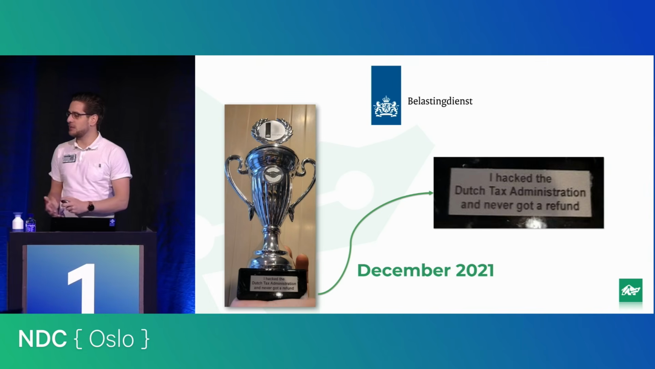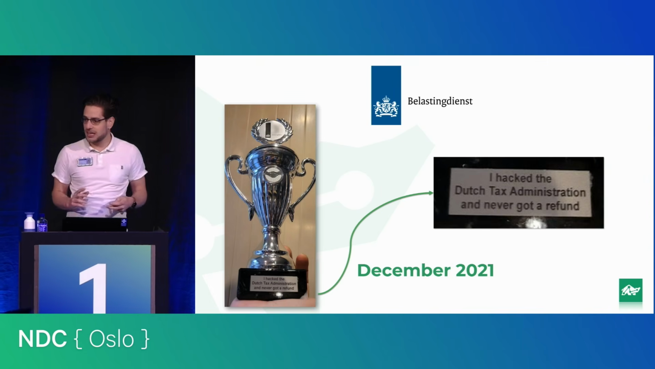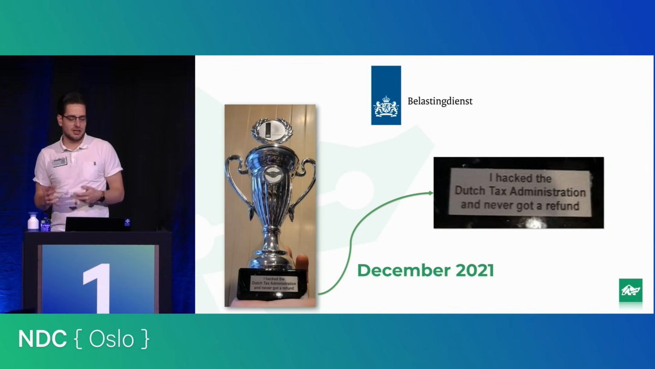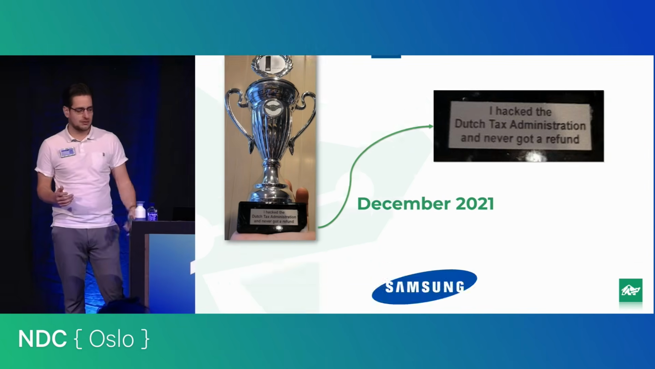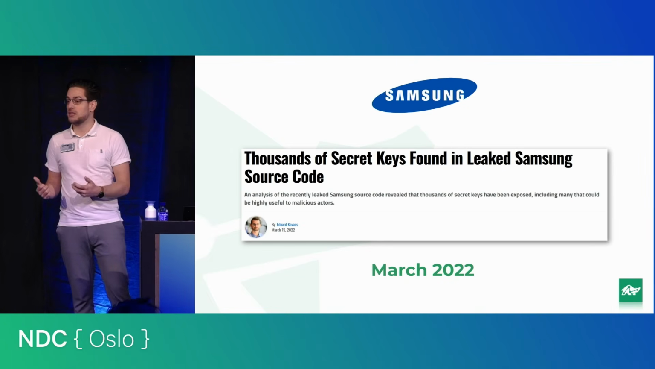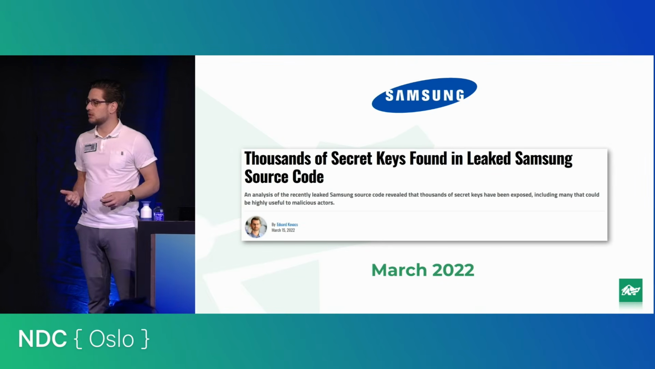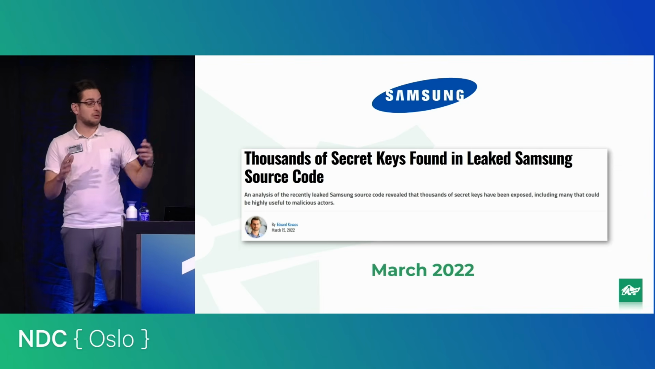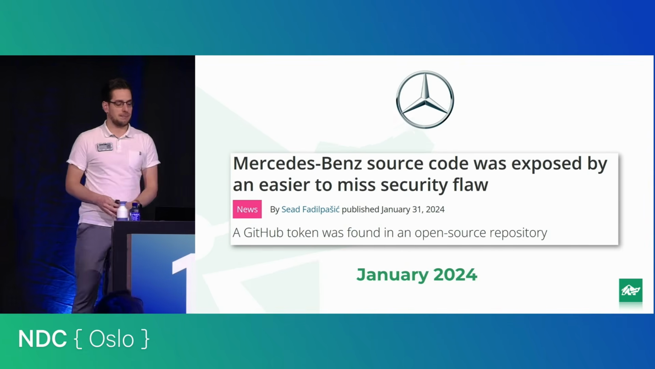And I'm glad it had a happy ending, but it's also so simple to make this mistake. Because people think, oh, we don't make these mistakes. Big companies have this under control. They don't, right? Samsung, March 22. Thousands of secret keys were found in leaked source code, because some of their repos were leaked. They were storing their secrets right in plain text in there. Boom, you have a problem.